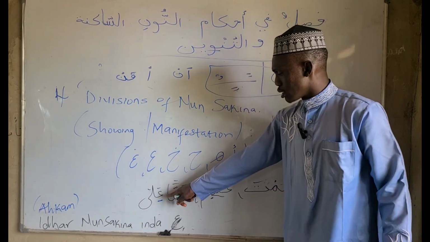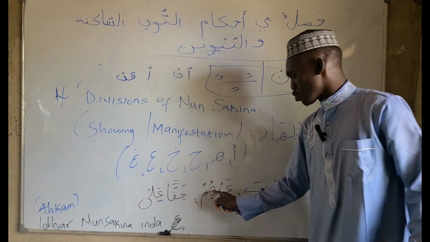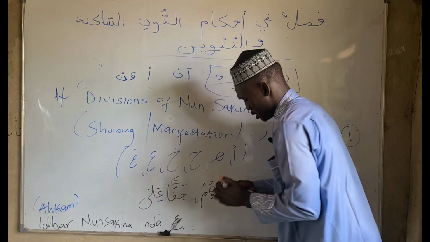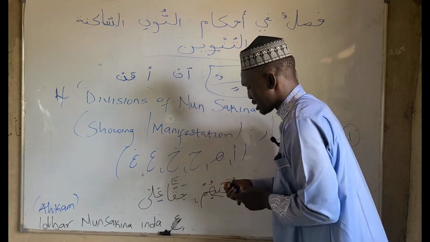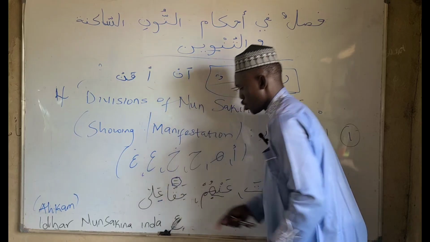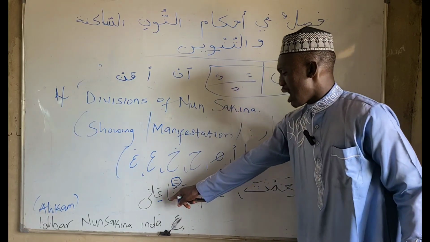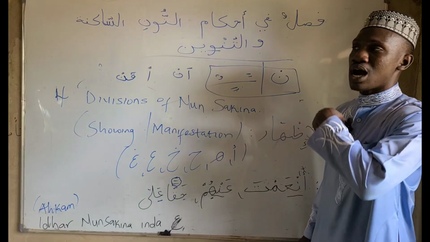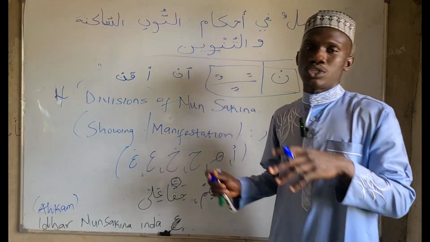Then let's go to the third one. Idharu, this is not nun sakina that is here. It is tanween, because the sign that is here is tanween. It is not nun sakina. So idharu tanween inda ain. Idharu tanween inda ain. So that's how you do it for any example you see.